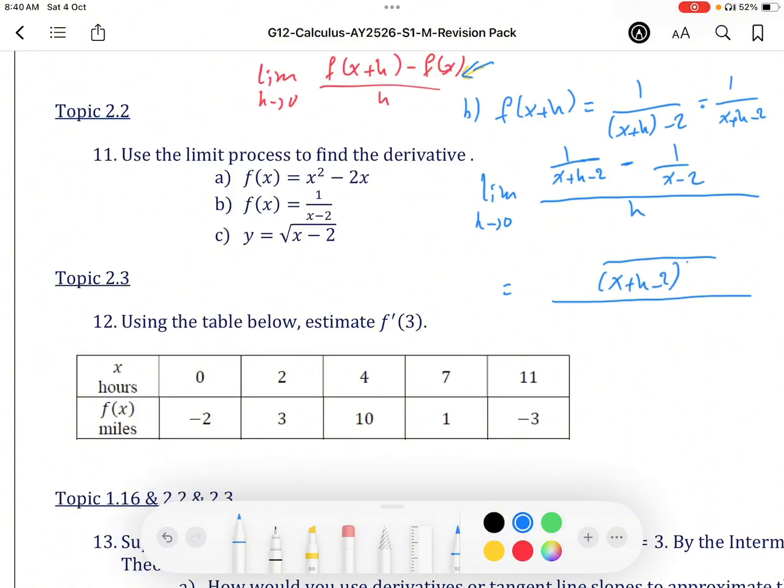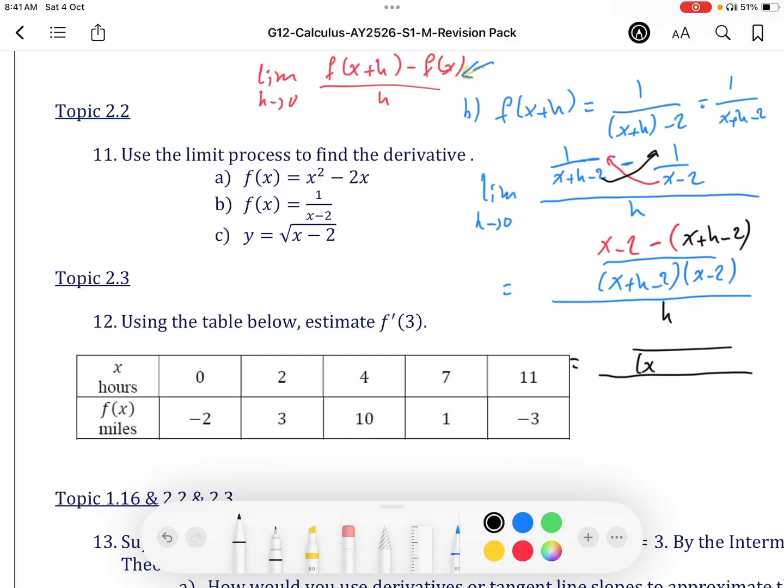x plus h minus 2 multiplied by x minus 2. First multiply x minus 2 times 1, x minus 2, minus open bracket. It's important, minus to open bracket. This multiplied by 1, x plus h minus 2, over h. Simplify. So x plus h, the denominator keep it the same, don't touch it. Here we're gonna have minus x and minus h and plus 2.